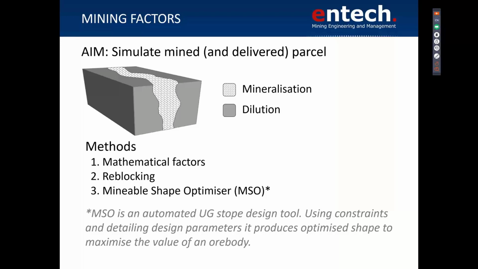Or you can reblock it. So we have an SMU size that is related to the equipment we're using, the rate of mining that we're going to be attacking this deposit with. So what size of block is that little narrow vein going to spread out into, because that's the smallest block we can chuck into the back of the truck and put somewhere. And then the last method is the method that Stu's going to cover, which is using the Mineral Shape Optimizer to solve a couple of problems that we have with trying to do method 1 or 2.